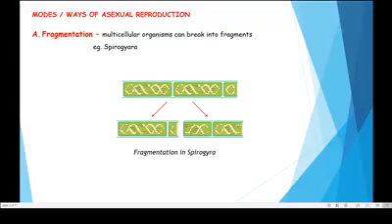Here you can see in this diagram the plant Spirogyra, which has a filamentous structure. Later, due to some reason, it has been broken into two parts or two pieces, or you can call them fragments. These are divided into two fragments, and thus this mode of asexual reproduction is called fragmentation.